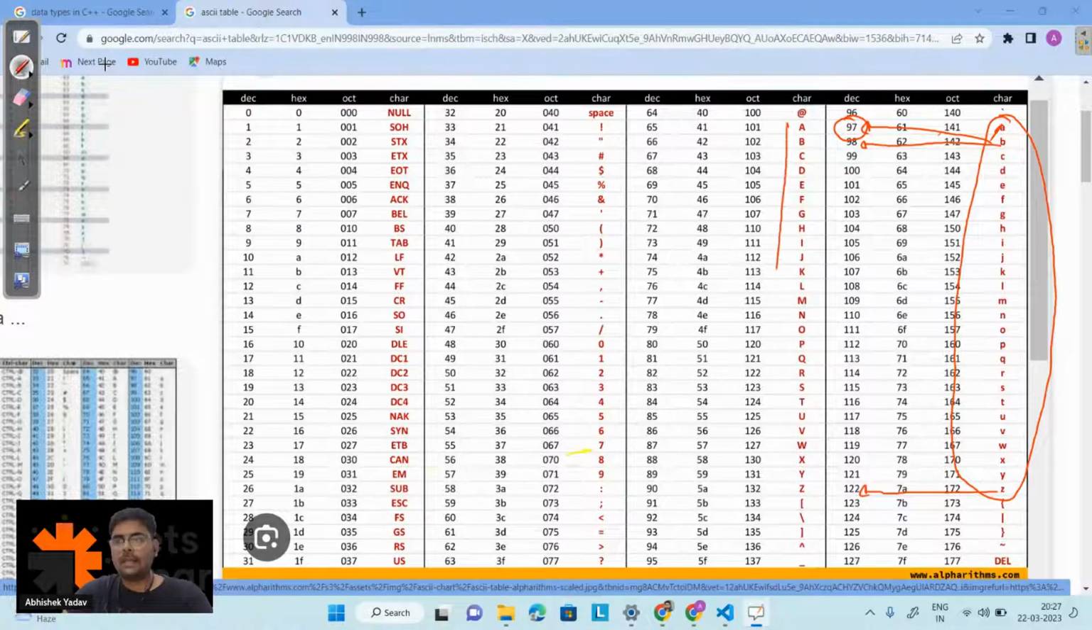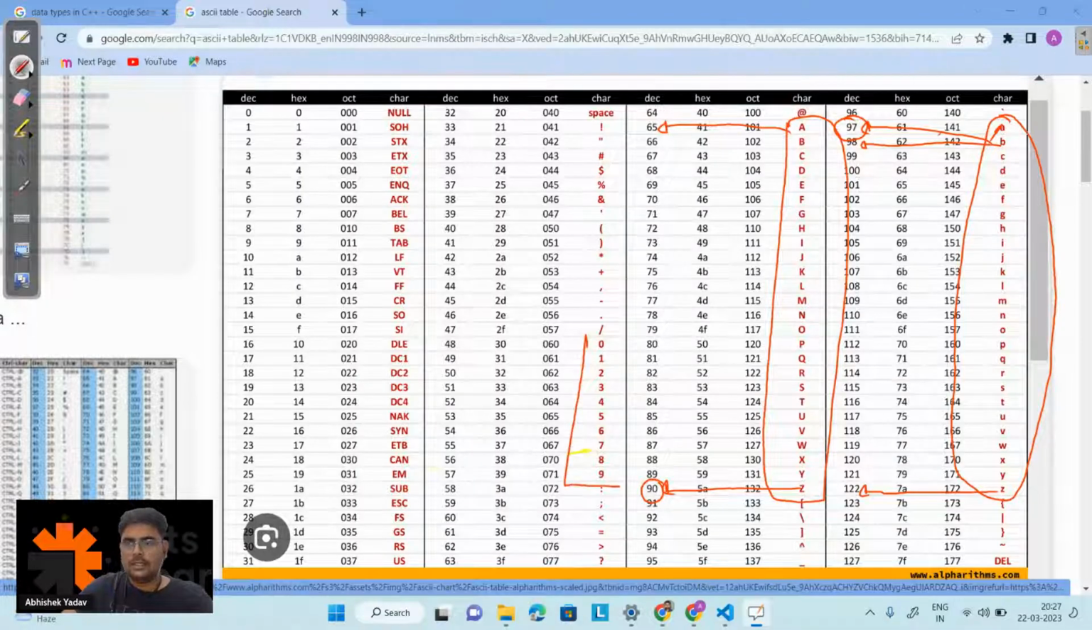Similarly, for capital alphabets, here you are having some ASCII values. For capital A we are having 65, and for capital Z it is 90. Similarly, for the digits also we are having the corresponding ASCII value, that is 48 for 0 and 57 for 9.